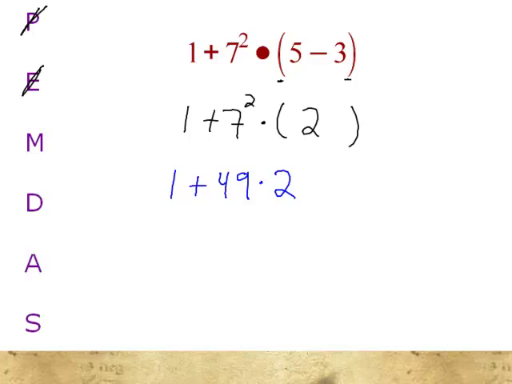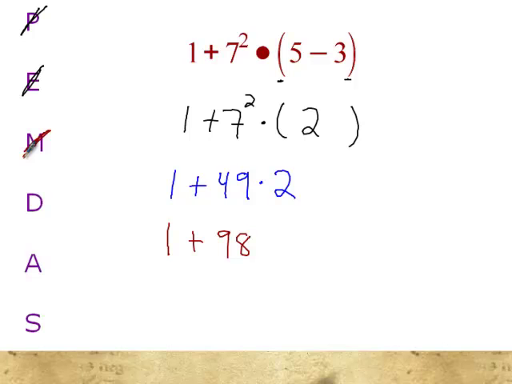So, do we have any multiplication? Yes, we do. It's right here, that little dot. Remember, there's 3 or 4 different ways of writing multiplication. So we're going to multiply those two together. And 49 times 2 is 98. So we've got multiplication.